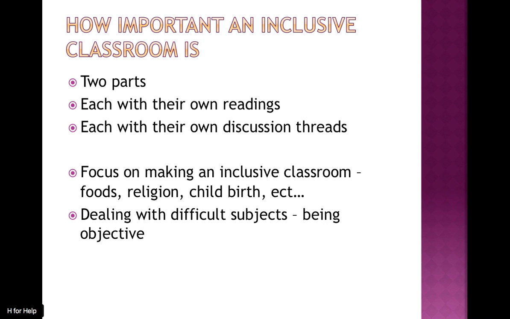There are essentially two parts for the discussion area. Each has its own readings and each has its own discussion threads. So the first one is focusing on inclusive classrooms. With social sciences, we really do deal a lot with cultural diversity when we talk food, when we talk religion, when we talk about the parenting courses, even into the social psych, and certainly the anthro pieces of all the courses. You really are going to touch on some diversity issues.